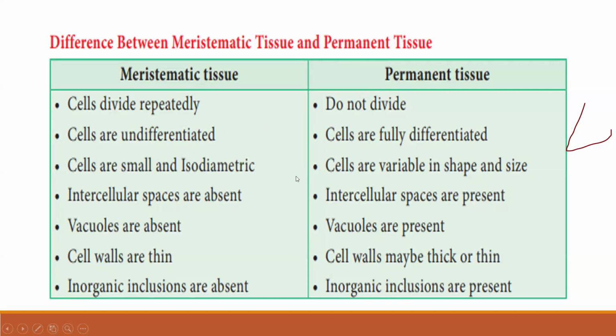In meristematic tissues, the cells are small and isodiametric, whereas in permanent tissues, the cells are variable in shape and size. In meristematic tissue, intercellular spaces are absent, whereas in permanent tissues, intercellular spaces are present. Vacuoles are absent in meristematic tissues, whereas vacuoles are present in permanent tissue. In meristematic tissue, the cell wall is thin, whereas in permanent tissue, the cell walls may be thick or thin. Inorganic inclusions are absent in meristematic tissue, whereas in permanent tissues, inorganic inclusions are present.